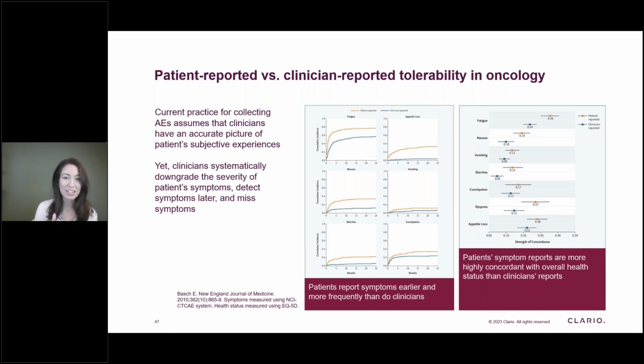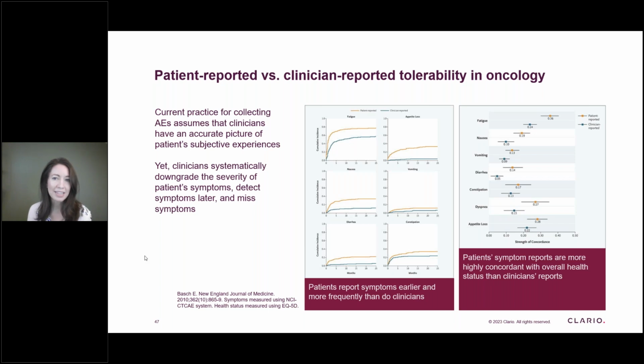So clinicians are actually systematically downgrading the severity of symptoms. And on the right, you're seeing that the patient-reported symptoms actually have better concordance with their overall health status than the clinician-reported version. So just again, evidence that it's important to get this type of information from the patient themselves because they really know their symptoms best.